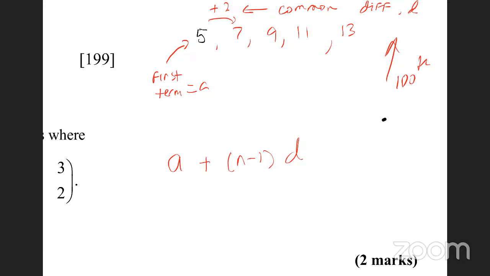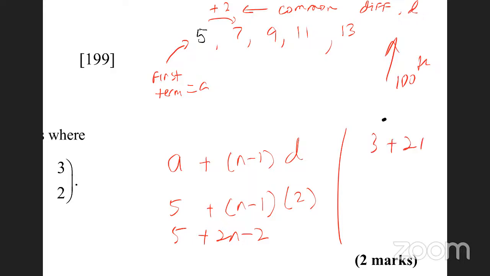That's okay? So you're plugging in A. A is your first value, and D is your common difference, plus 2. And that's it. Of course, you can multiply it out and make it look a little nicer: 5 plus 2n minus 2, which is 3 plus 2n. So this is the formula that could help me find the 100th term.